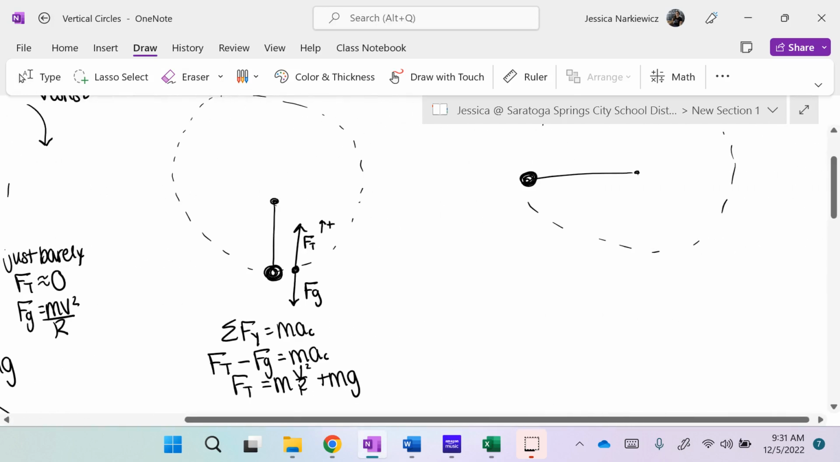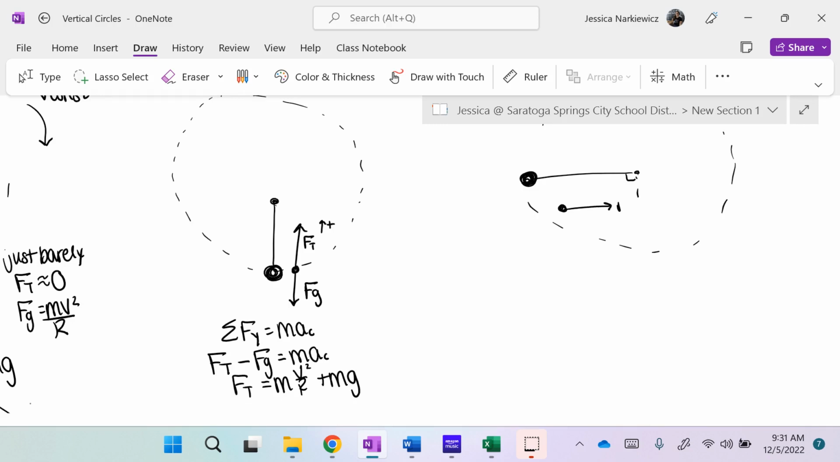Now, the last point that we might look at with an object moving in a vertical circle is when the string is perfectly horizontal. If that's the case, we'll have a tension force pointing inward and a force of gravity pointing downward. And here, the tension force would be completely responsible for moving us in a circle. So the tension force would equal mv squared over r.